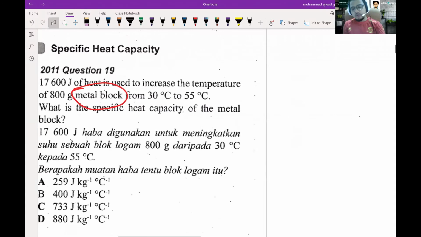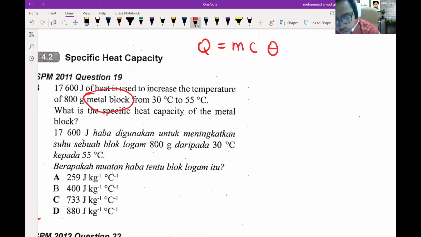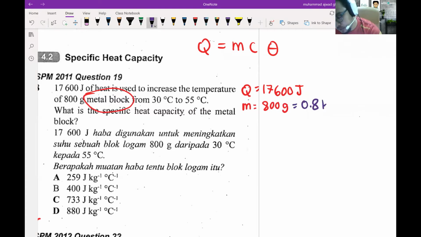Kalau metal nak melt, temperature dia mesti higher. Ada yang akan melt pada suhu 500 degree Celsius baru melt. Okay, so macam case ni dia tak ada melt. Maknanya dia hanya changing temperature. So bila changing temperature, the only formula that you use will be Q equals to mc theta. Okay, so kita ambil maklumat dia. 17,600 joule, inilah heat Q used to increase the temperature of 800 gram. So the mass 800 gram, it will equal to 0.8 kilogram. Jangan lupa tukar. Okay, so next one. What is the specific heat capacity? So the question asking you about the value of C and the theta. So berapa theta dia?